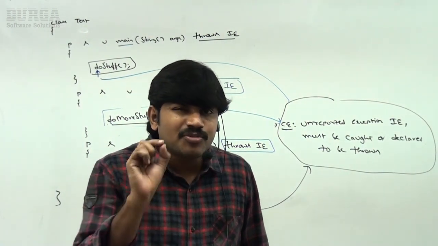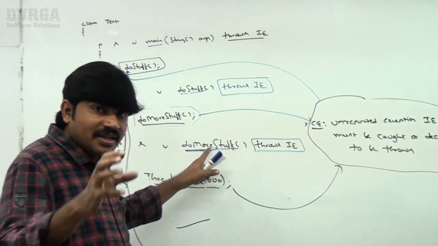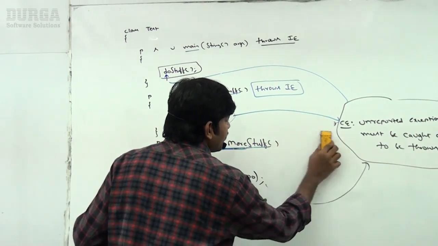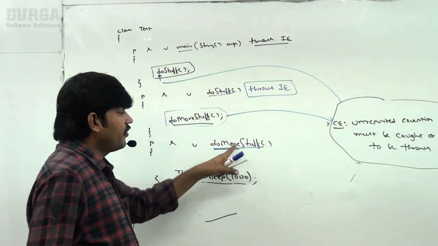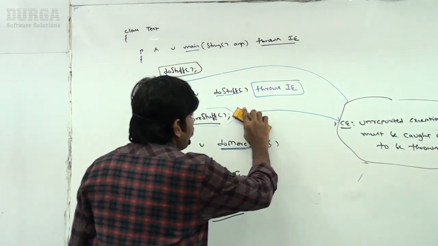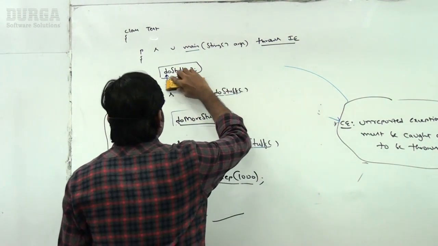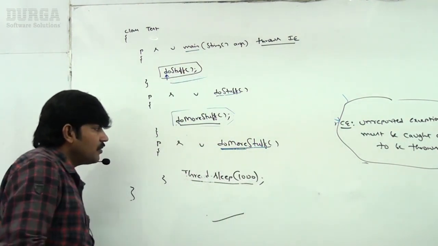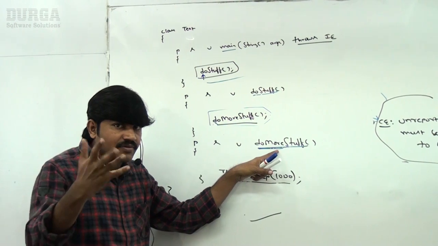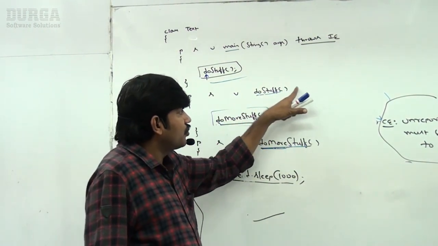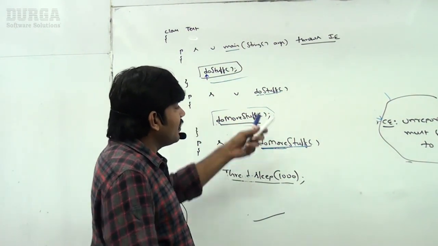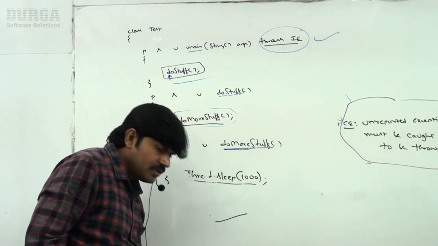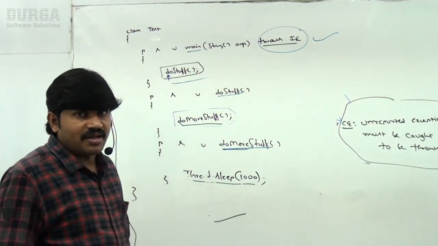Now I want to make a small modification to this program. Can you please tell if the code will compile or not? Observe that I removed the throws keyword for do more stuff. For do stuff also, I removed the throws keyword. Observe carefully, sir. So the do more stuff method does not have the throws keyword, do stuff also does not have a throws statement, but for the main, throws IE is there, sir. Can you please confirm if the code will compile or not?